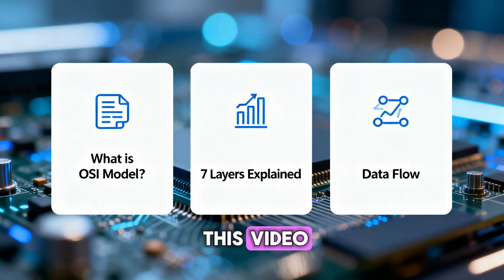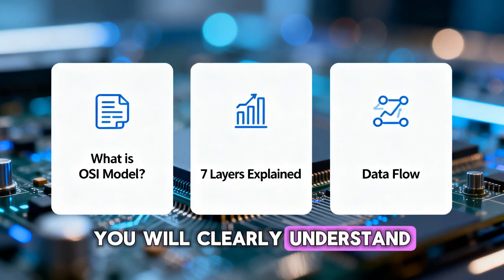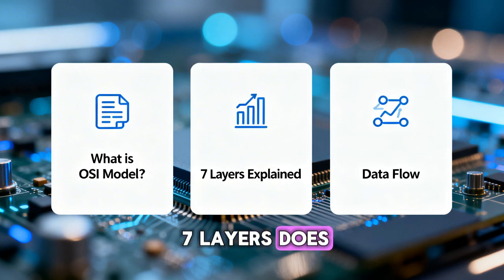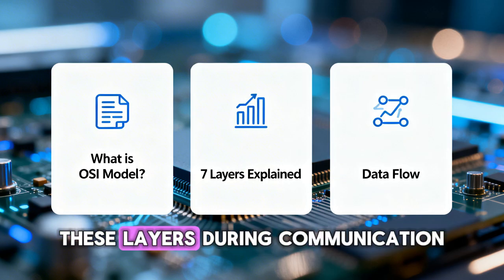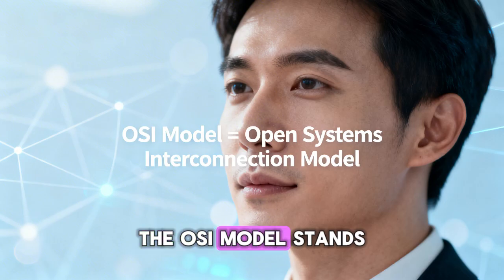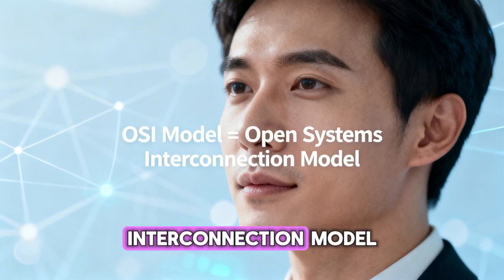By the end of this video, you will clearly understand what the OSI model is, what each of the 7 layers does, and how data moves through these layers during communication. Let's get started. The OSI model stands for Open Systems Interconnection Model.